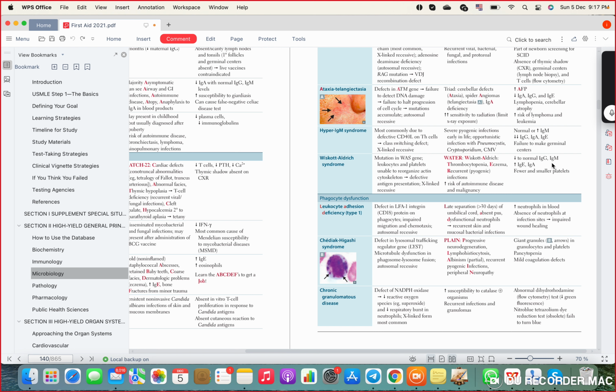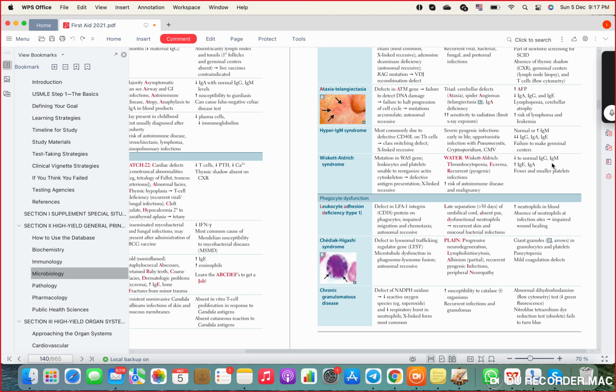Exactly. Good. So speaking about hyper-IgM syndrome, can you tell me what is defective? The CD40 ligand, Doc. They're not able to class switch. Exactly. So everything stays in the IgM stage only. That is correct. Good.